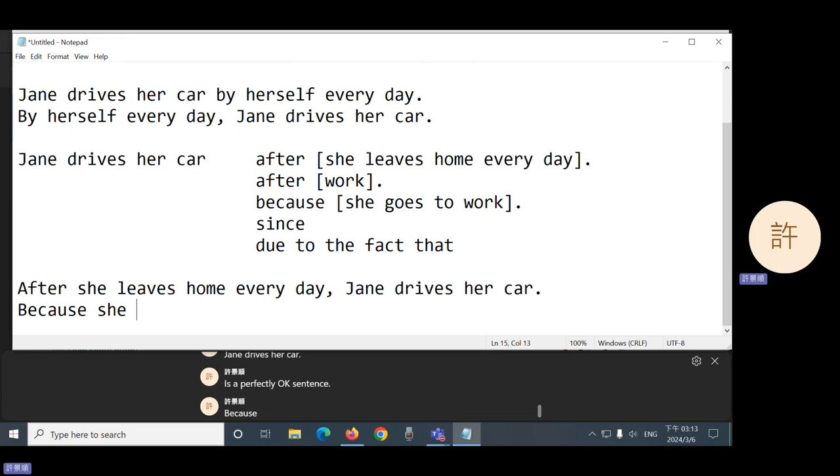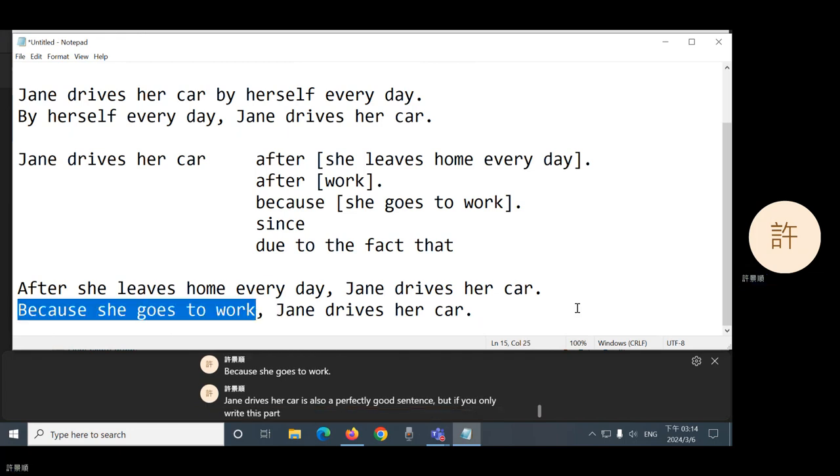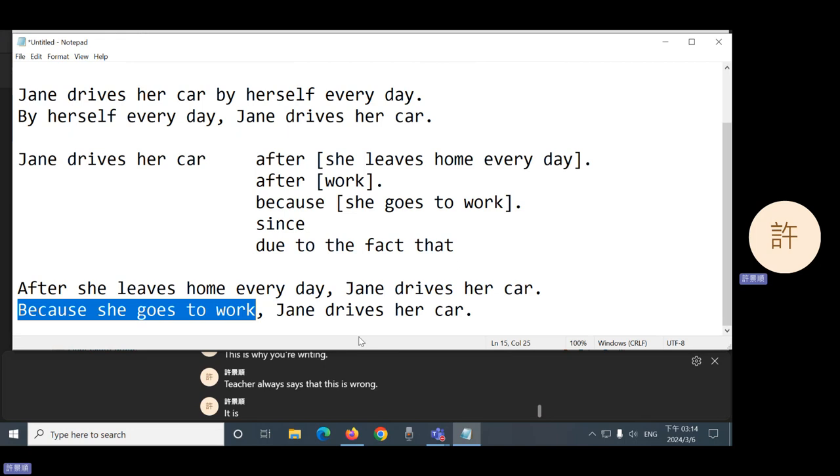"Because she goes to work, Jane drives her car" is also a perfectly good sentence. But if you only write this part, this is not a complete sentence. This is why your writing teacher always says that this is wrong. It is only the first half of this sentence.